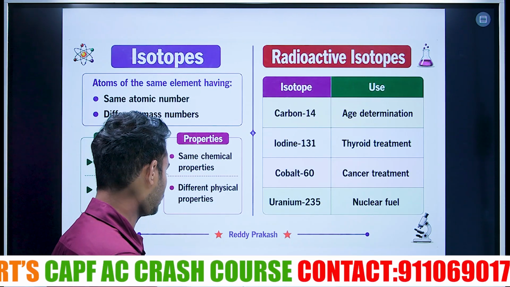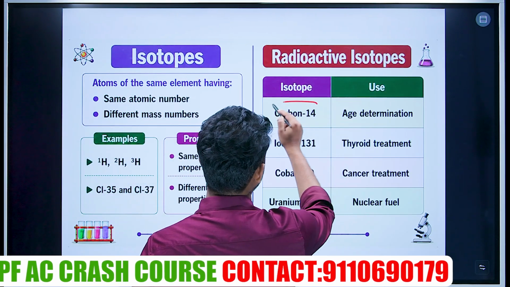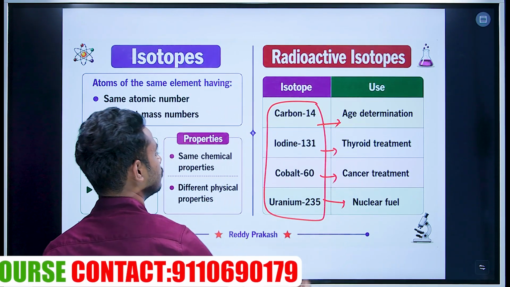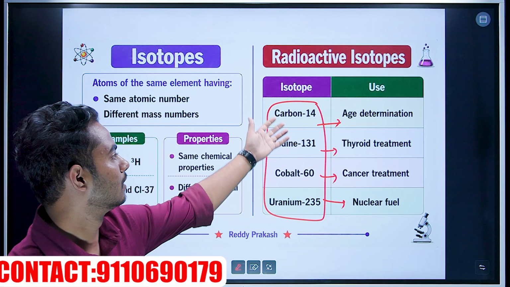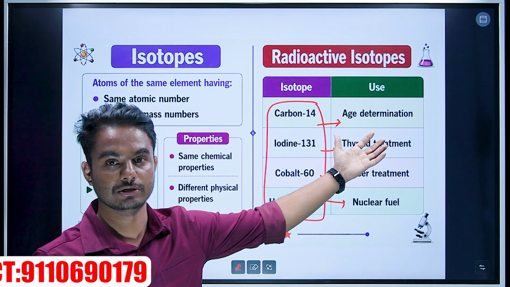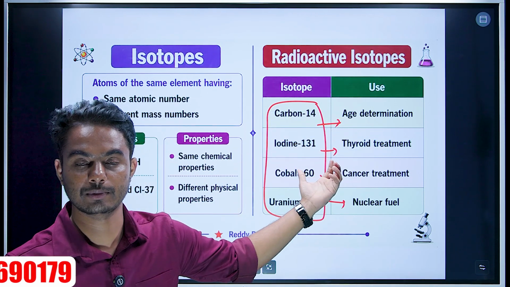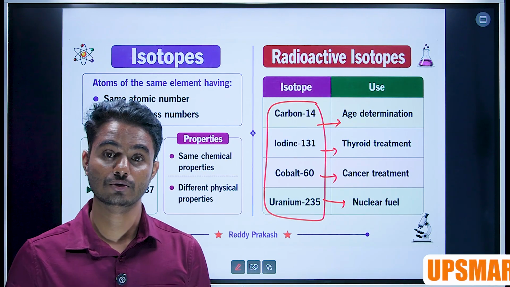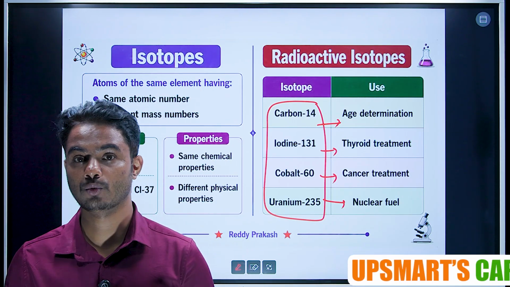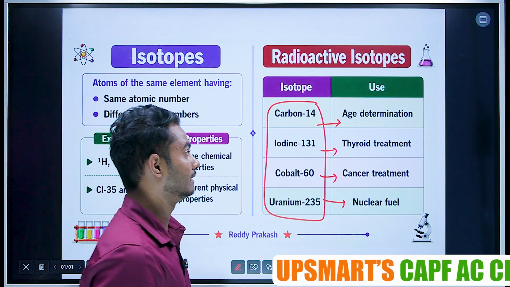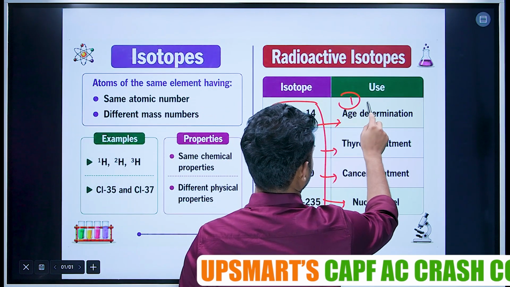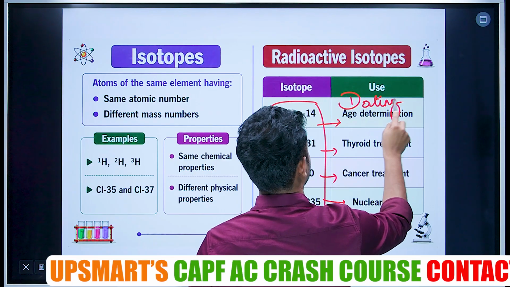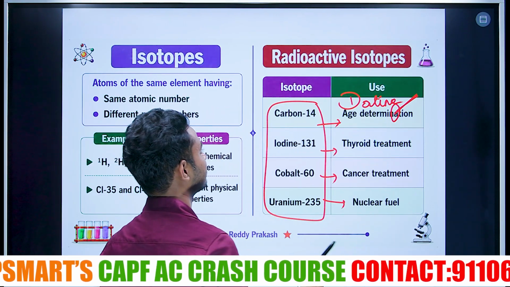Okay, next, radioactive isotopes. These are few radioactive isotopes and where they are used. These are important. You can read it by yourself. Carbon 14 in age determination. What is age determination? In archaeology they use the term to determine the age. What are they called? Dating methods. Not the dating, not the candlelight dinners.